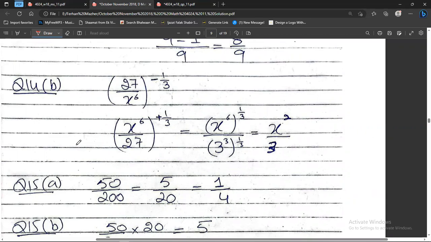So 27 is 3 cubed. So you will have 3 cubed raised to power 1 by 3. The power of the power multiplies. When the 6 will multiply with 1 by 3, you will get 2.